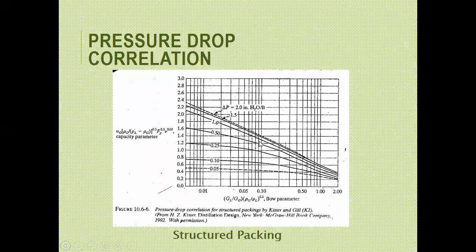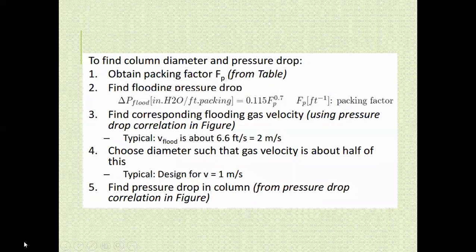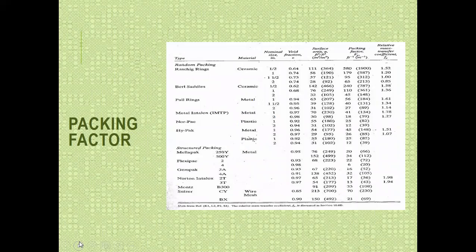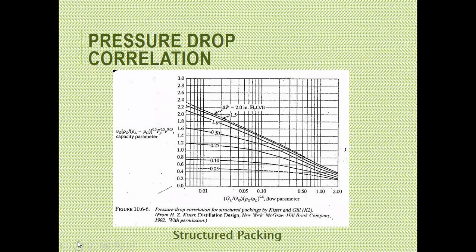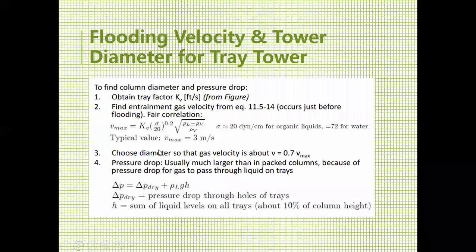In here, it's only actually 2 meters per second, even lower than the tower is already considered to be flooded. So the pack tower is a little more conservative than your tray tower. Then you choose a diameter so that your gas velocity is only 70% of this one that you have computed from procedure number 2. 70%.